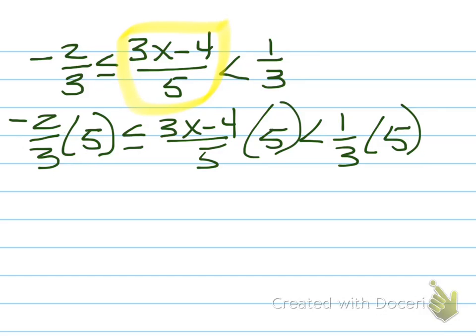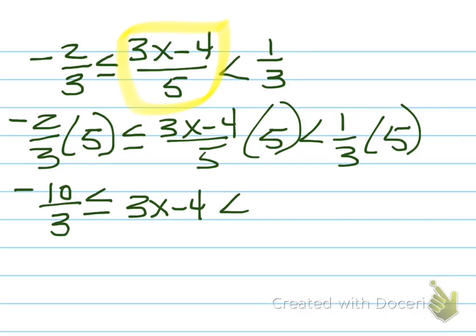Now remember, multiplying by 5 is the same thing as multiplying by 5 over 1. And that when we multiply fractions, we multiply top times top, bottom times bottom. So on the left, we have negative 10 over 3. That is less than or equal to 3x minus 4, because 5 over 5 is 1. And that is less than 5 over 3.